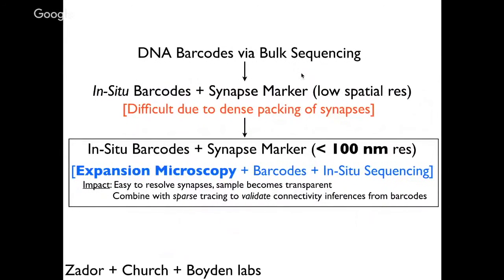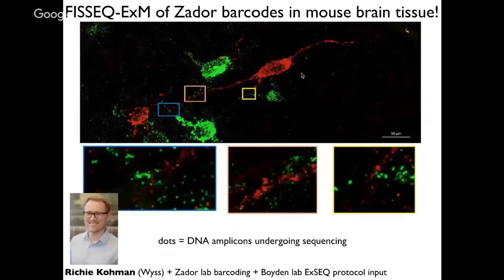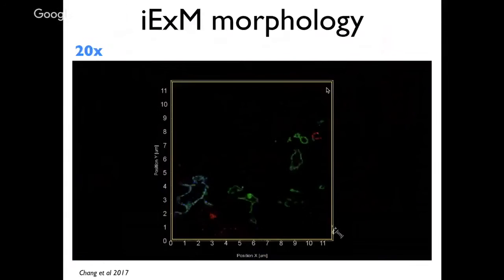Essentially, this approach for Rosetta brain mapping that we're trying to do is to combine these three technologies: expansion microscopy, barcodes of the type that Tony described, and in situ sequencing into a single approach. And there has been some progress on this from Richie Coman in collaboration with Tony's lab and the rest of this group on doing that combination of all three technologies that we're continuing to work on.